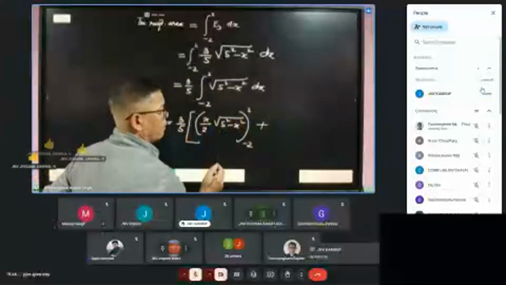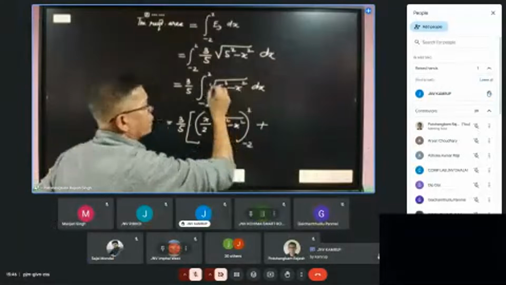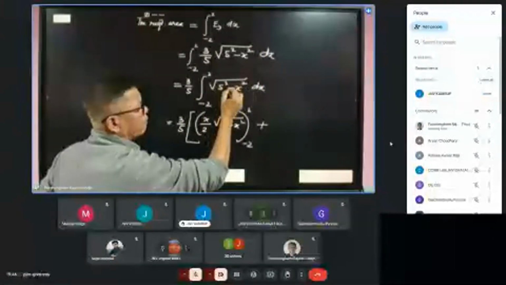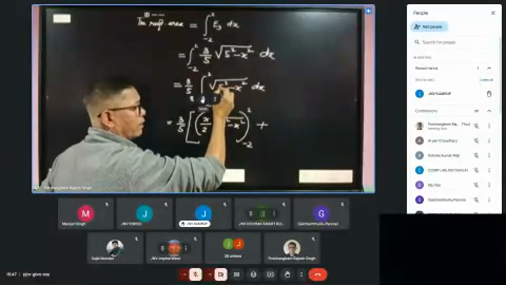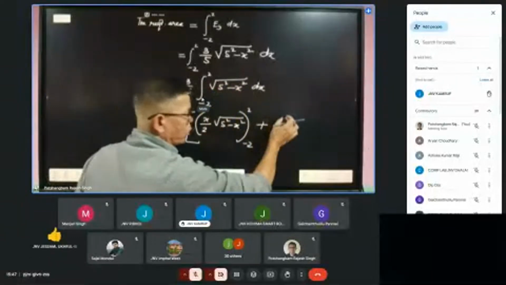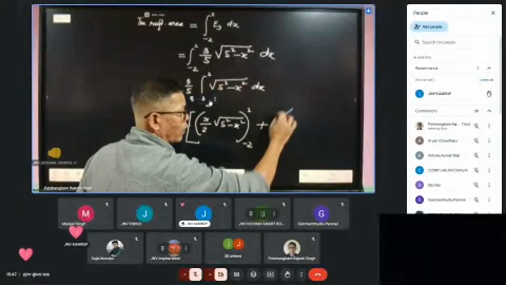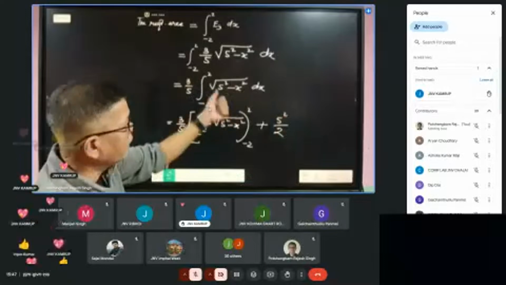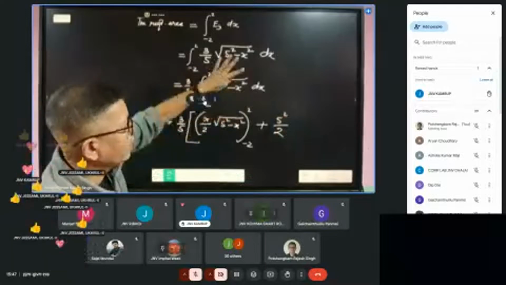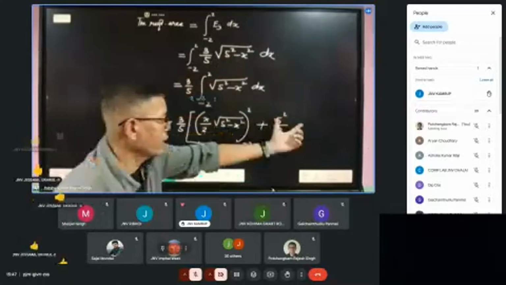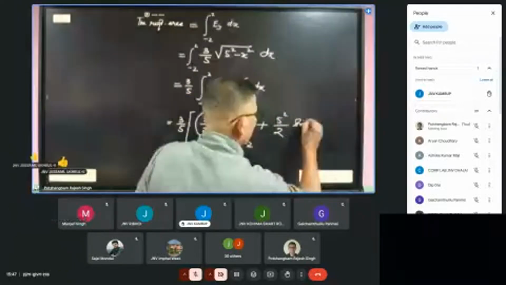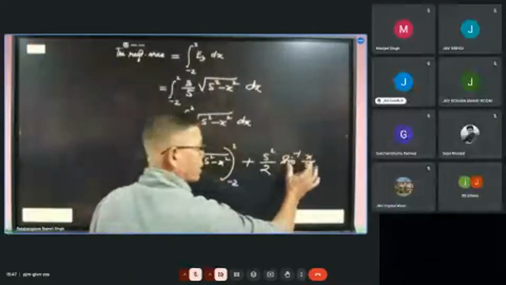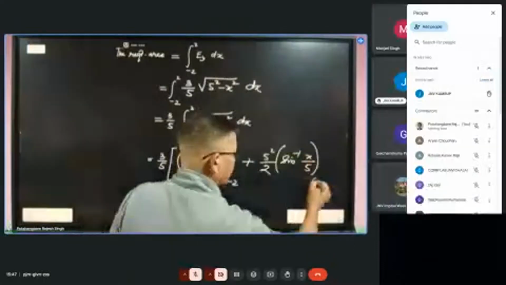What is a in this case? This is compared with our standard result, root over of a square minus x square. Here a is 5. So what we are supposed to write here, a square by 2, means 5 square by 2. The second term is a square by 2 and then sine inverse of x by a, which is x by 5. And once the integration is over, you can put the limit here.